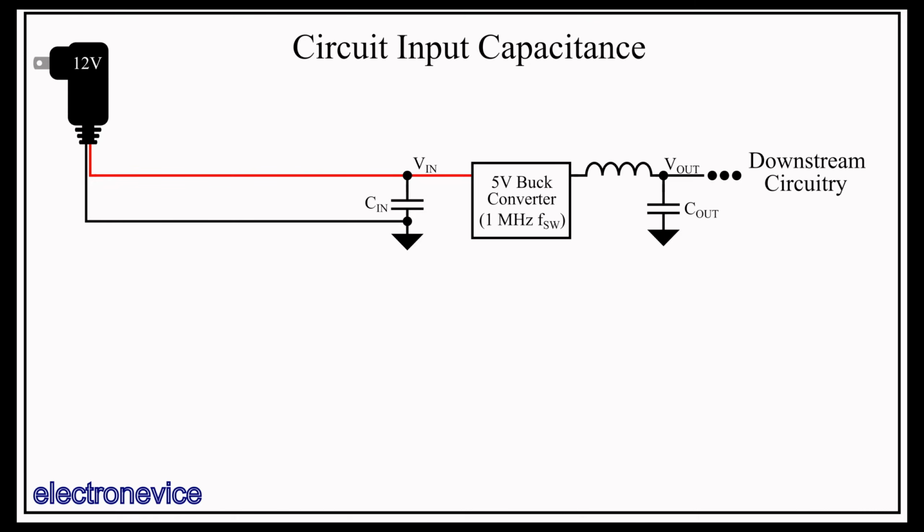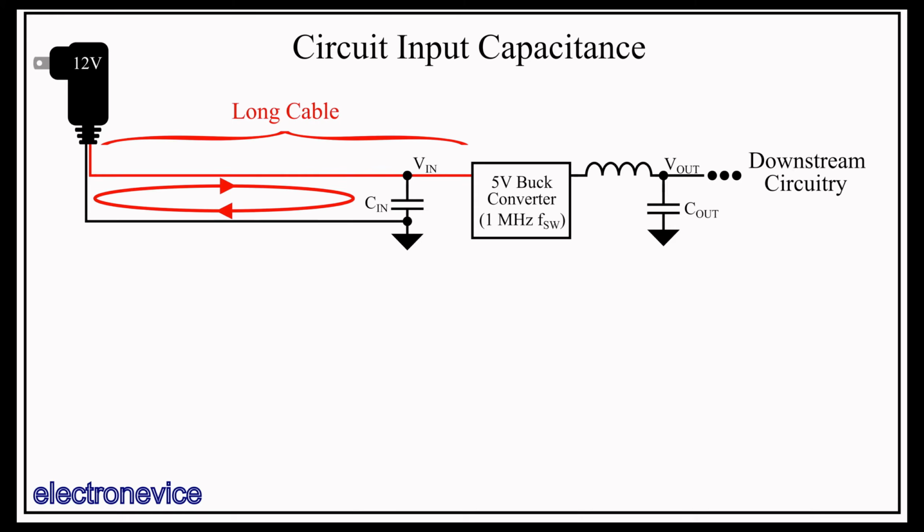As an illustrative example, let's say you have an AC adapter power supply providing 12 volts to a board which has a 5-volt buck converter on it. This 5-volt buck converter has a switching frequency of 1 MHz, which means it draws pulses of energy at 1 MHz from the switching action of the buck converter. The line from this 5-volt converter and the 12-volt AC adapter is going to be long, a few feet of cable and some onboard traces and planes.